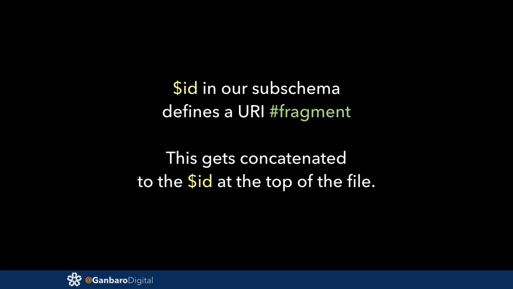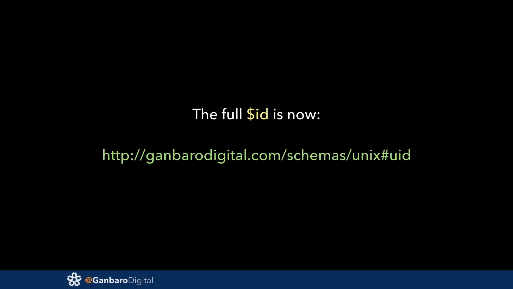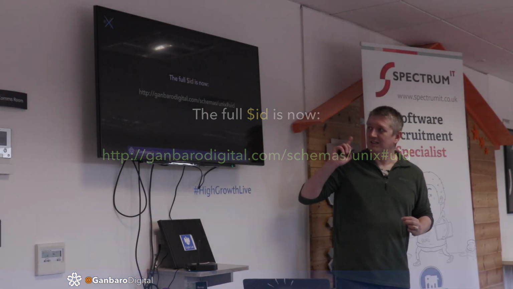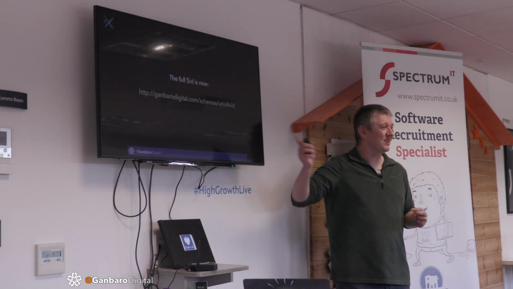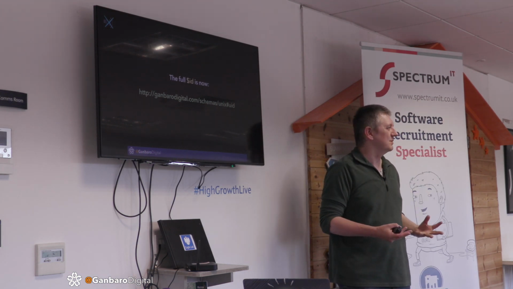We're using the idea of a URI fragment because we're inside a larger document. And what happens is that, as you would expect with any piece of HTML, for example, everything just sticks a fragment on the end of the URI at the top of the file. So it now looks like that. That is the full ID for that particular schema if you want to reuse it from somewhere else. I like this a lot because it works with technology we're all used to working with.